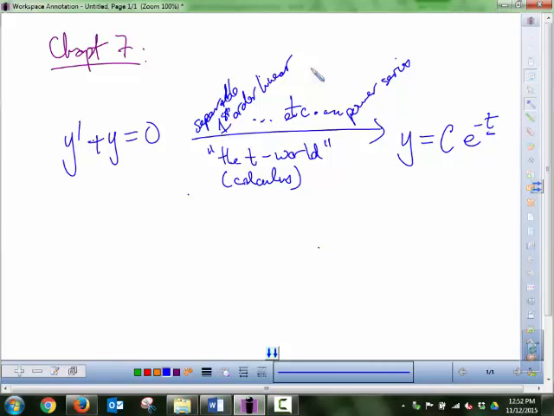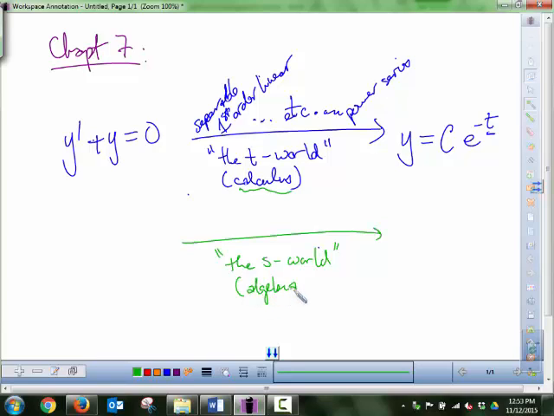What we're going to do today is we're going to go to another world. We're going to dip down to this other world that for now we'll call the S world. And in the S world, we're going to solve for some mathematical stuff, but instead of using calculus, we're going to use algebra. And algebra is easier than calculus, right? Sometimes.